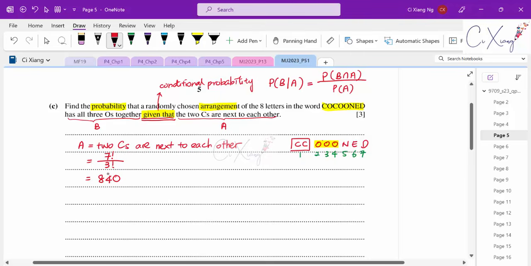Okay, then now I focus on event B. Event B has all the 3 O's together. But according to the definition for the conditional probability, what we are interested in is B intersect with A, or A intersect with B. That means I want to know that all the 3 O's are together, and at the same time, the 2 C's are next to each other.